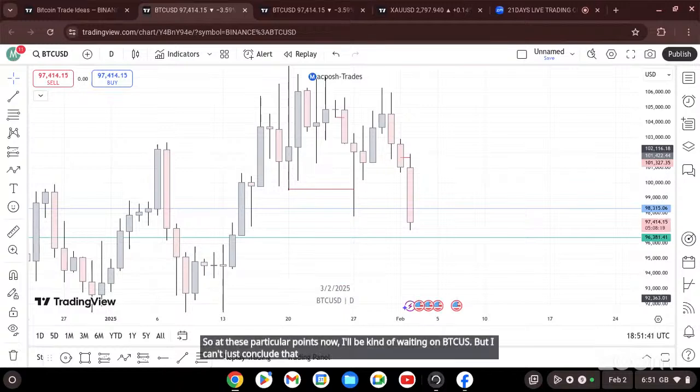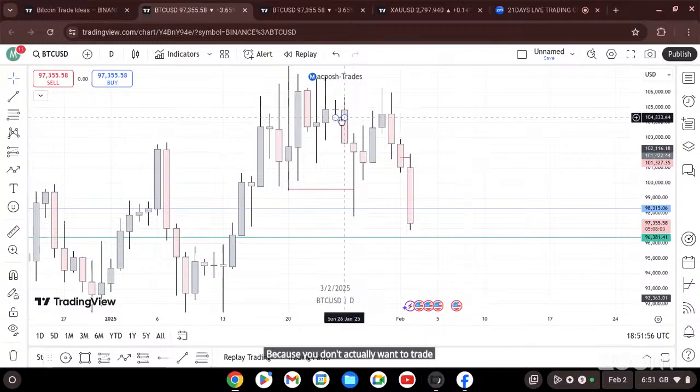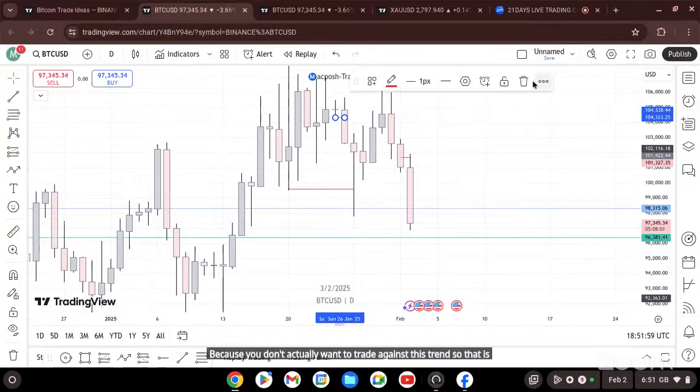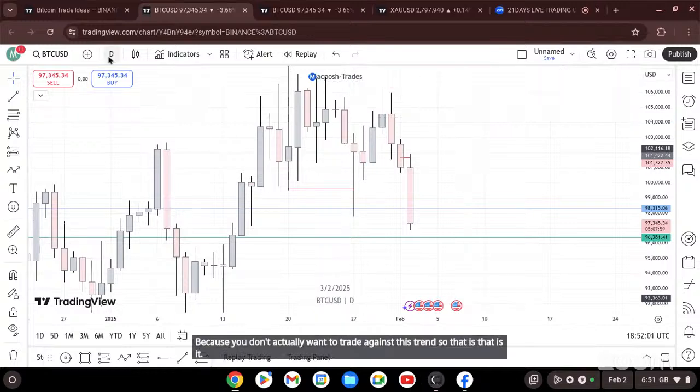But I can't just conclude that I'll be waiting. So we'll be going down to the 4 hours, down to the 1 hour, to check critically on the lower time frame, that is the 1 hour, probably with the 30 minutes, to see if it's still giving bullish vibes, because we don't actually want to trade against the trend. So that is it. Let's switch to the 4 hours.